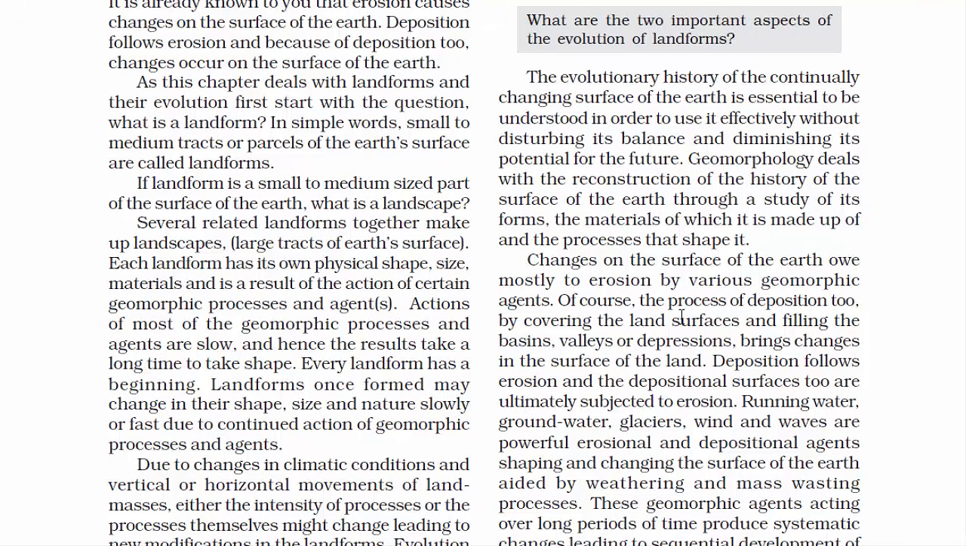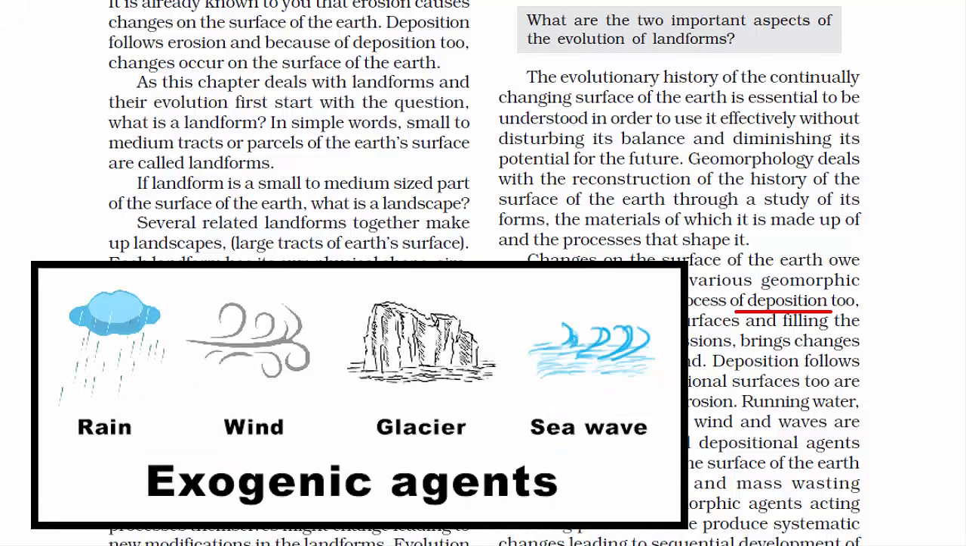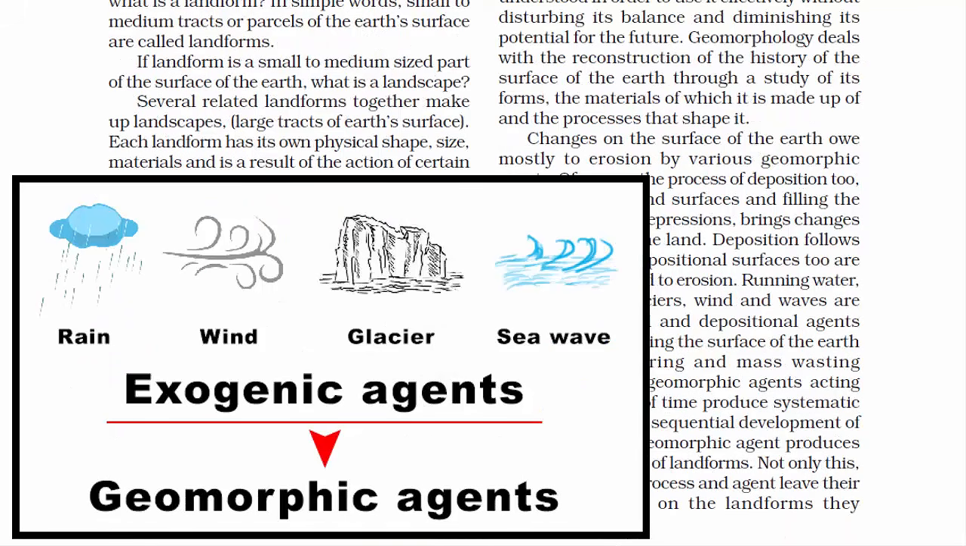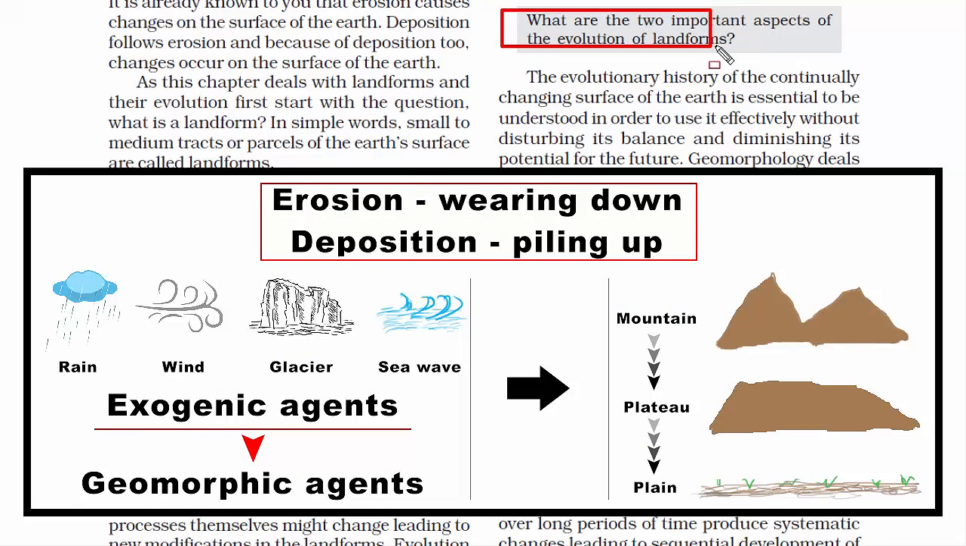Now these changes in the landform that we spoke about, they happen due to two reasons: erosion and deposition. Erosion means wearing down or destruction, and deposition means piling up or constructional. So rain, wind, glacier, sea wave, all these are called exogenic agents, and they are the reason behind erosion and deposition of landforms. They create as well as break down a landform. These are called geomorphic agents, and they act over long periods of time and produce systematic changes leading to sequential development of landforms. Hence, we can also say that erosion and deposition are the two important aspects in the evolution of landforms.